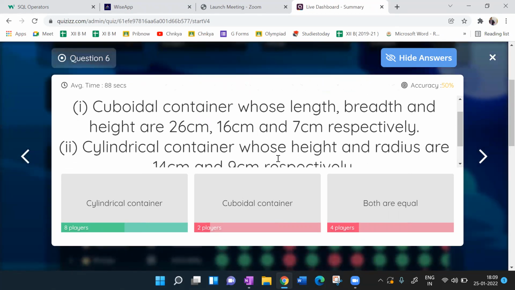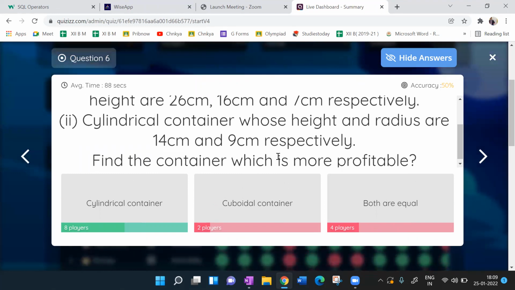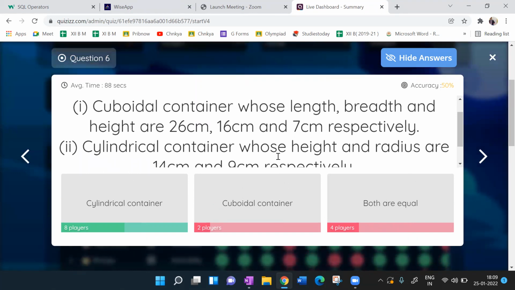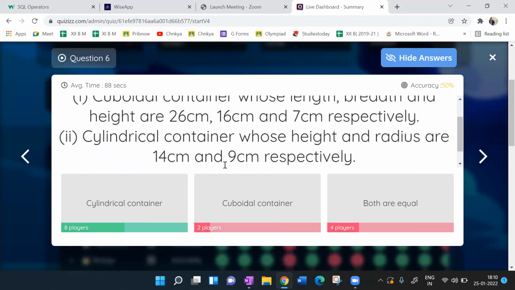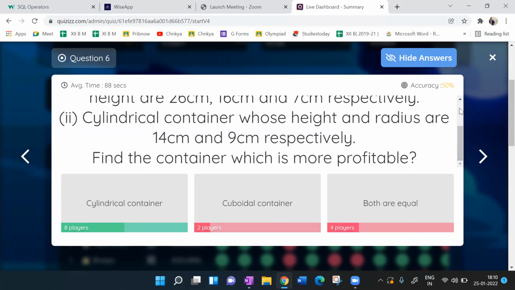Look, a cuboid is given and a cylinder is given. Which one? We have to find the volume. Volume has to be found out, so profitable. When would you get profit? Whichever solid shape has more volume would give you more profit, isn't it? We can store more juice in it. Do you understand, people? Yes, sir. The container which has more volume would give you more profit. Common sense. Okay. Next question.